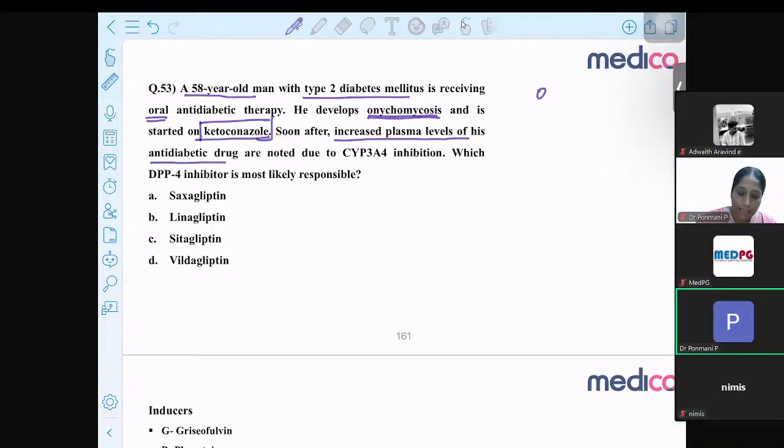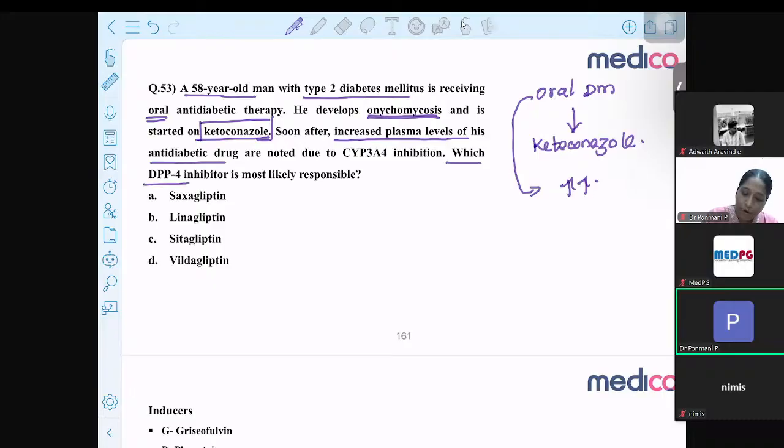So what is happening? He has received some oral drug for diabetes, and then he was given ketoconazole. And now the levels of this drug have increased. So they are asking which DPP4 inhibitor is most likely responsible. They're asking what drug this oral diabetic drug is. If we look at the options, all the drugs they have given are DPP4 inhibitors.